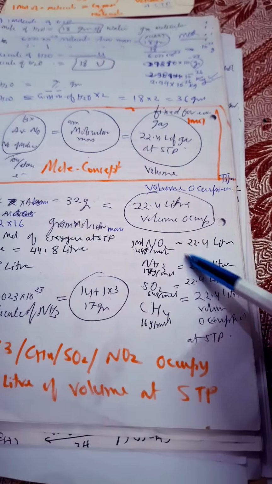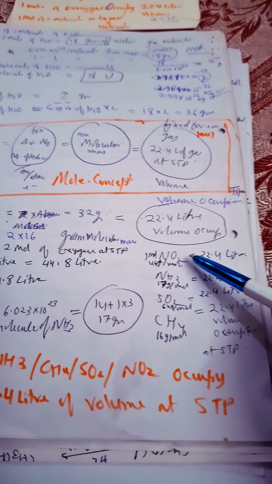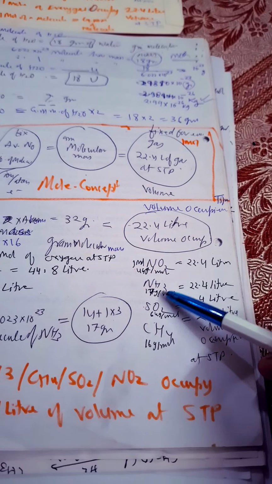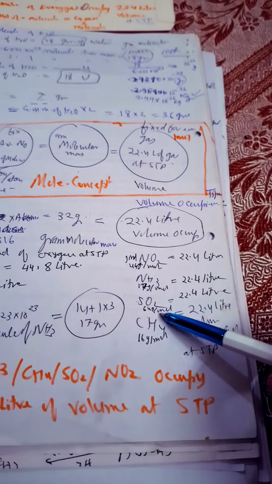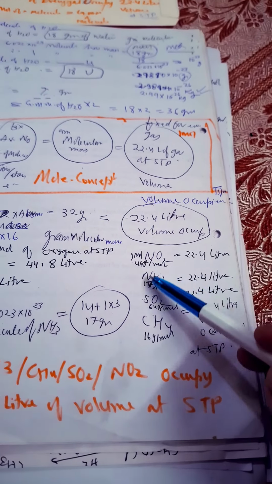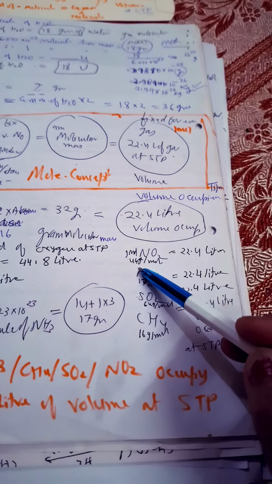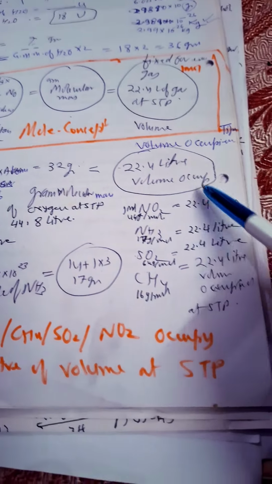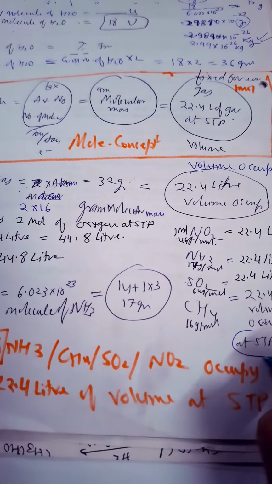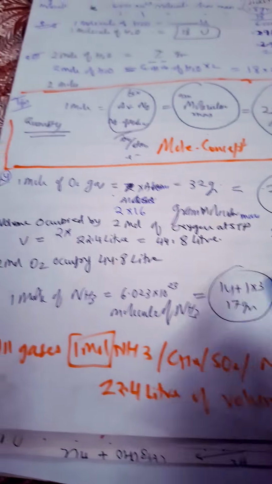Now I have written so many gases here. For example, NO2 molecular mass you can calculate, and ammonia 17 gram per mole, SO2 64 gram per mole, and this is 16 gram per mole. This NO2 has 46 gram per mole. Okay, but volume occupied is 22.4 liters at STP. Remember this thing. Okay, all gases.